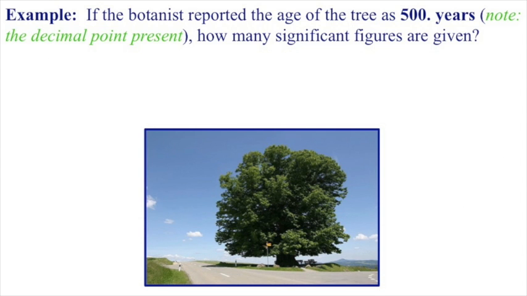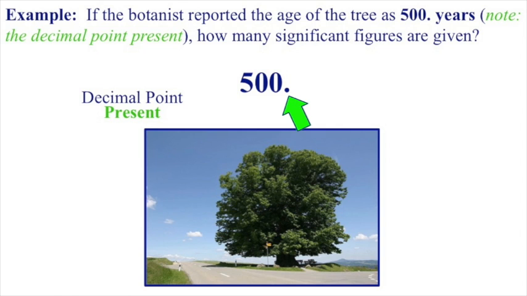If the botanist reported the age of the tree as 500 with a decimal point, how many significant figures are given? Note that in this case, the decimal point is present. It's shown explicitly. Therefore, we use the decimal point present rule.